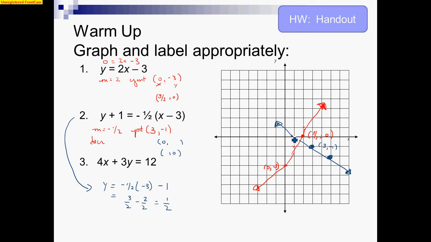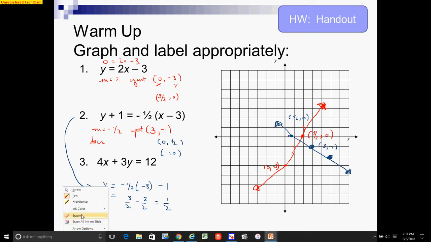So I will label that 0 comma 1/2. And then, so that's when, what did I do when x was 0? Right, when x was 0, y was 1/2. Whoops, I didn't label that right, did I? That was silly. When x is 0, y is 1/2.